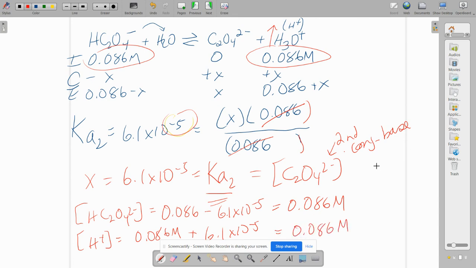So take-home message is, did the second ice table really contribute very much? Absolutely not. We got this number from the first ice table. We got this number from the first ice table. The only thing that came out of the second ice table was the fact that the concentration of the second conjugate was equal to Ka2.